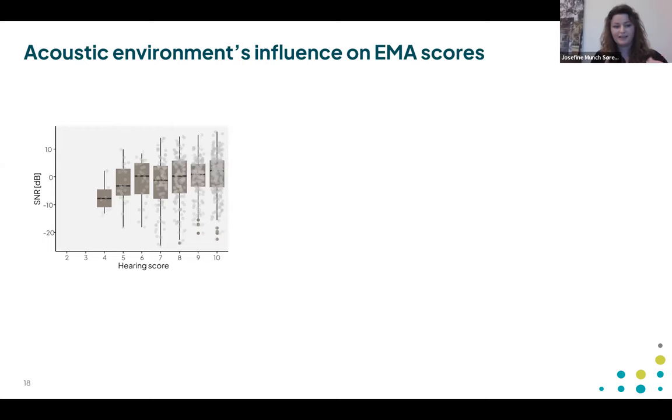But let's try and relate those acoustical contexts again back to how people are scoring the EMAs. So here I have plotted box plots of SNRs for each of the hearing scores on the x-axis. The solid gray dots here represent outliers, and the grayed out dots represent individual data. And we found that in general, the higher the SNR, the better the score. So that also makes sense. It should be easier to hear when there is a better SNR.